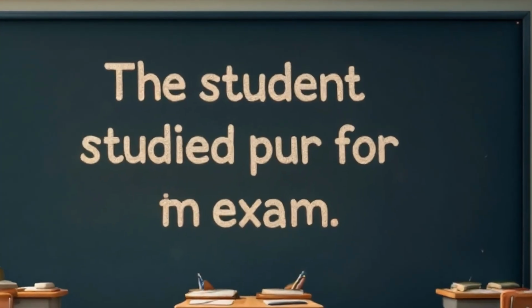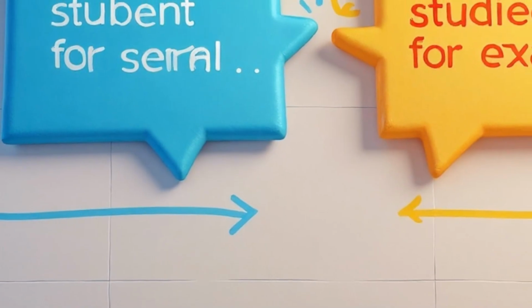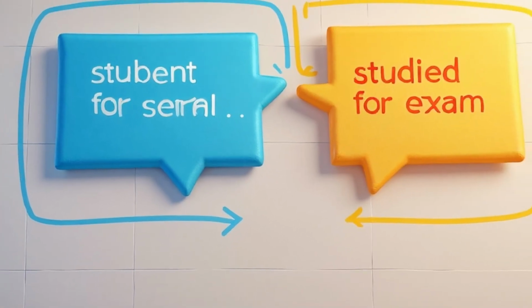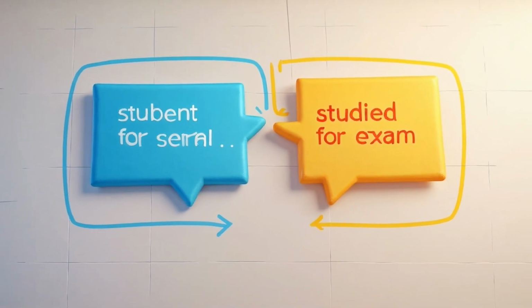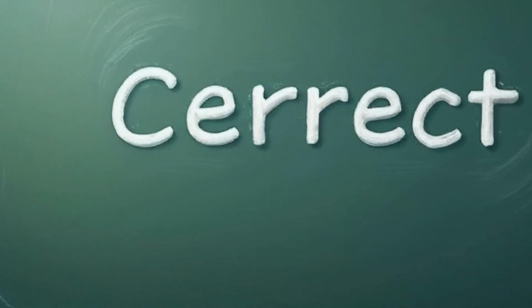Consider the sentence, "The student studied for the exam." The student performs the role of subject, and "studied for the exam" serves as the predicate. The thought is complete, so the sentence is correct.